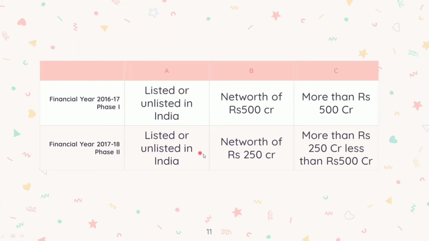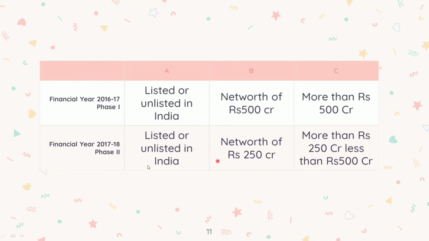All those companies whose net worth is rupees 250 crores or more but less than 500 crores, all that group of companies which fall under this lot have to adopt IFRS. That was mandatory. They made it in the year 2017. I repeat once again, the companies whose net worth is 500 crores or more, whether they are listed or unlisted, were instructed that they have to adopt IFRS.